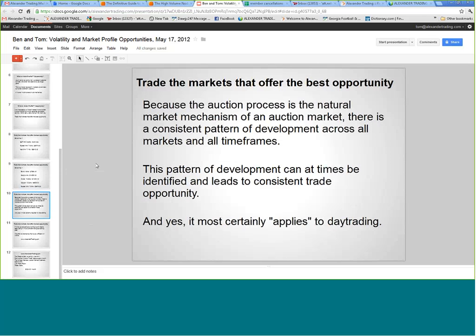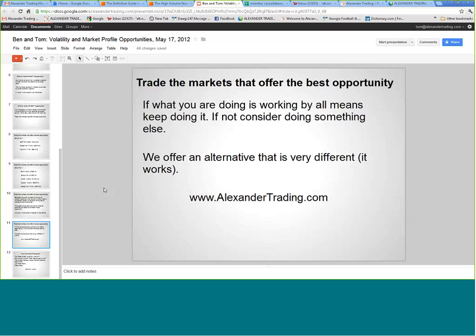if you take a bite of the apple, you'll begin to take things overnight because that's where the big money is made. And contrary to popular belief, it is a total myth that day trading decreases your risk. It certainly does not. I can prove that. So if what you're doing is working, keep doing it. If not, well, please give us a look. We offer an alternative that's very different. In short, it actually works.